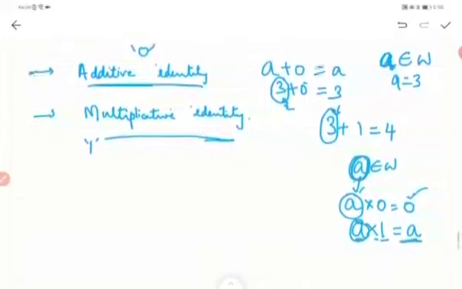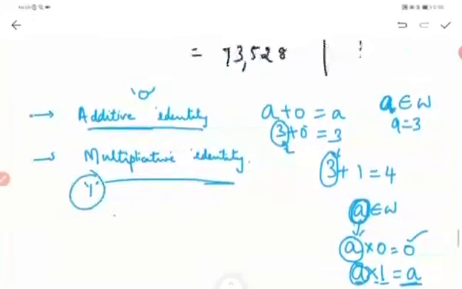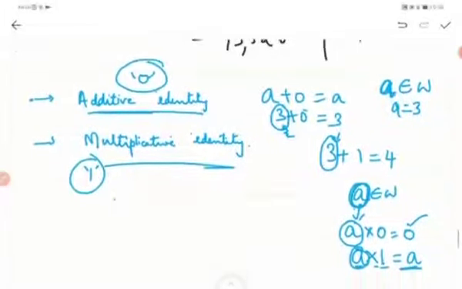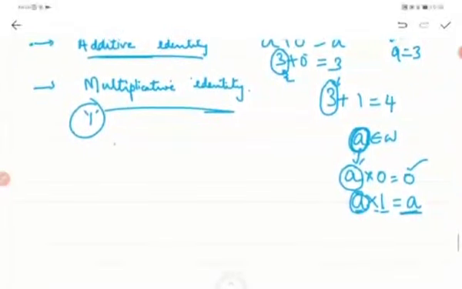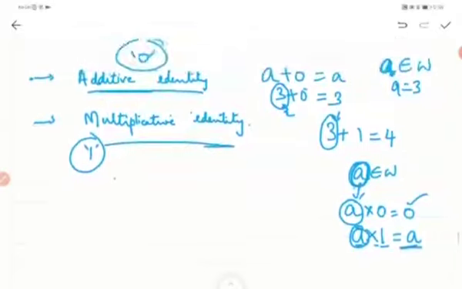So always remember, additive identity is 0 and multiplicative identity is 1. Students, keep this in mind. This is going to be very useful in further classes also. Always remember, additive identity is 0, multiplicative identity is 1.